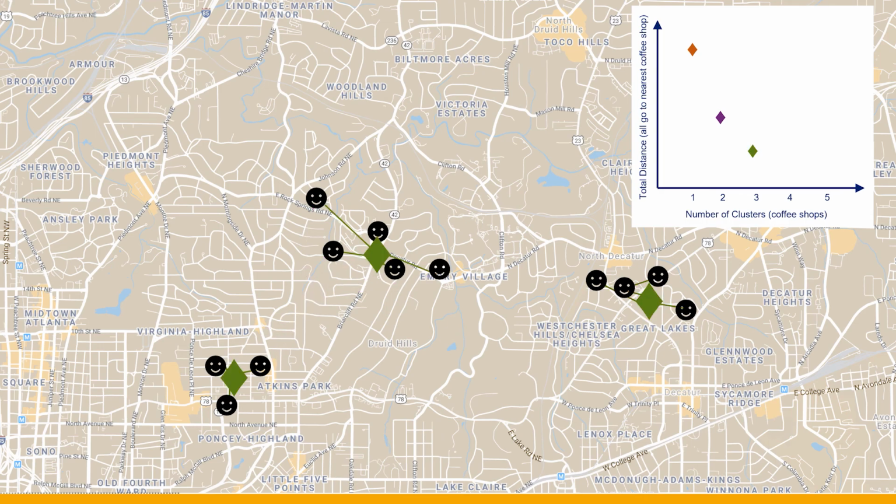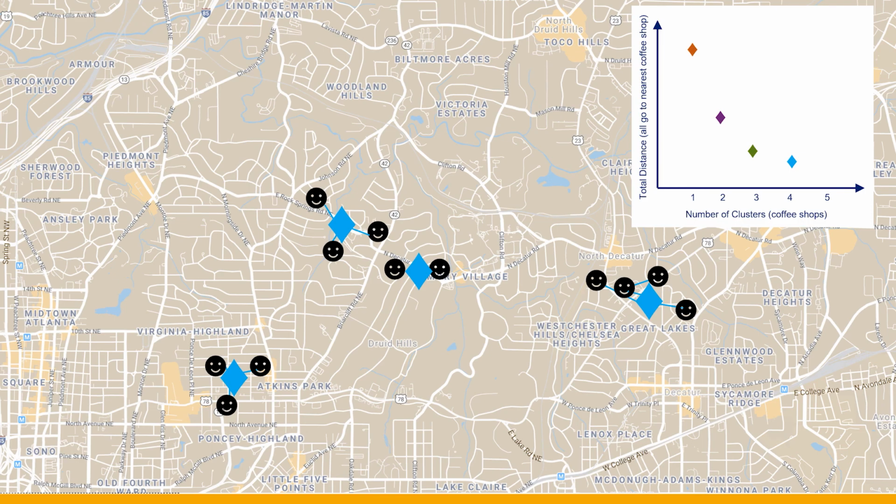Next, we consider the 3-cluster solution. 3 stores are located such that they minimize the collective distance traveled by all customers to their closest store. In going from 2 stores to 3 stores, we again significantly decrease the collective distance the customers have to travel. We add the total distance for 3 clusters to our plot in the upper right corner.